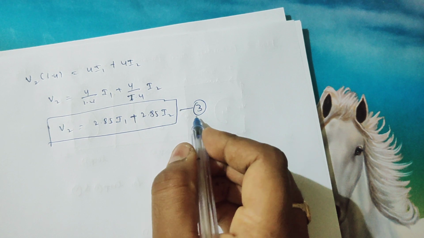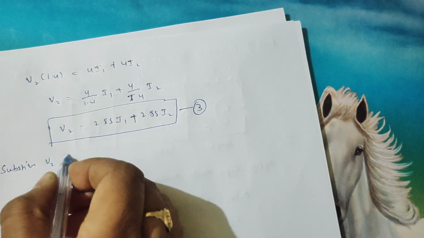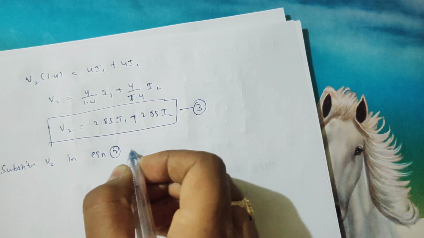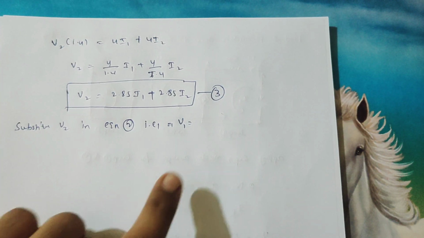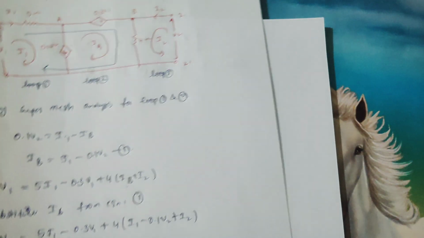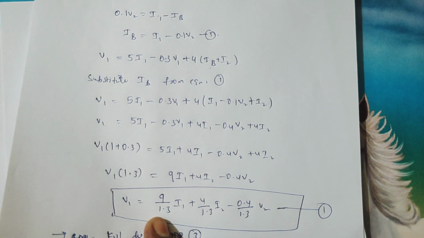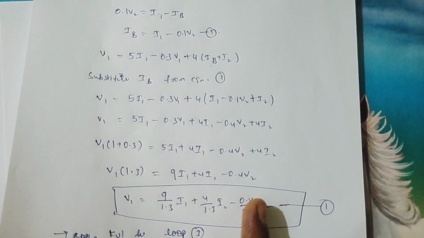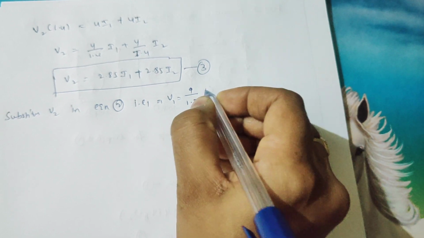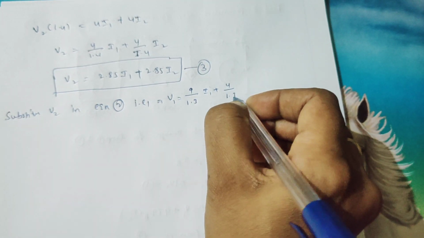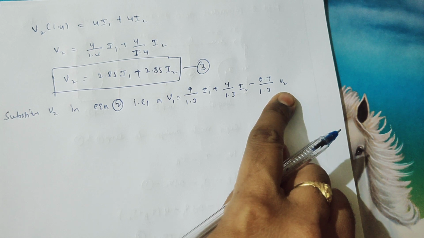Okay, now substitute this V2 in equation number 2, that is V1 is equal to... So in the V1 equation we have the V2 term, that is 9 by 1.3 of I1, 4 by 1.3 of I2, 0.4 by 1.3 of V2. Write down the equation here. So it is 9 by 1.3 of I1, 4 by 1.3 of I2 minus 0.4 by 1.3 of V2. In this value substitute V2.